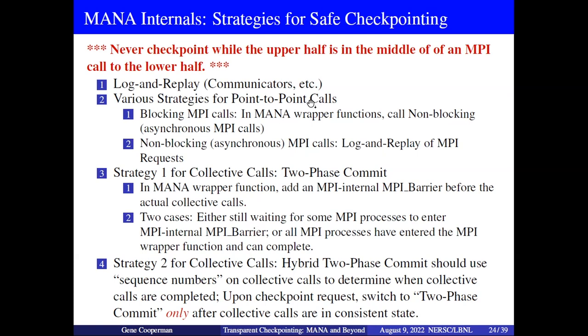So let's take a tour of some of the other types of strategies that one can use. Hopefully I've convinced you that there are strategies for point to point, that this can work out. How about collective calls? In the original thesis of Rohan Garg, he described two-phase commit. More recently, we've had to generalize that to something that we're calling hybrid two-phase commit. This is coming out of the work of a PhD student, Yao Xu, and he'll say some more about that later today. But first, the hybrid two-phase commit. Here I have it in outline. Luckily, I have slides after this which expand on each point.